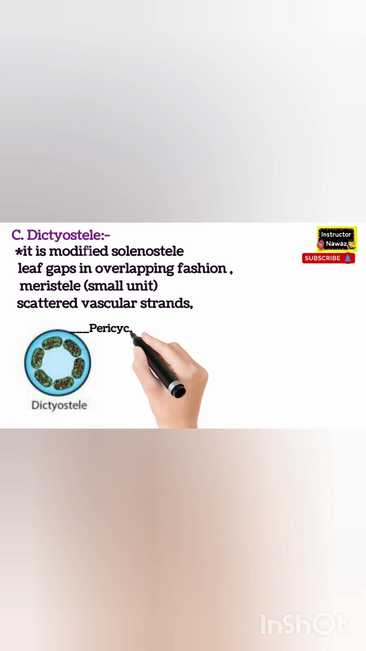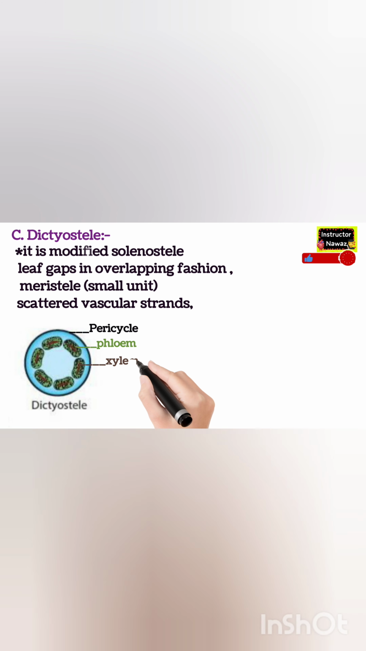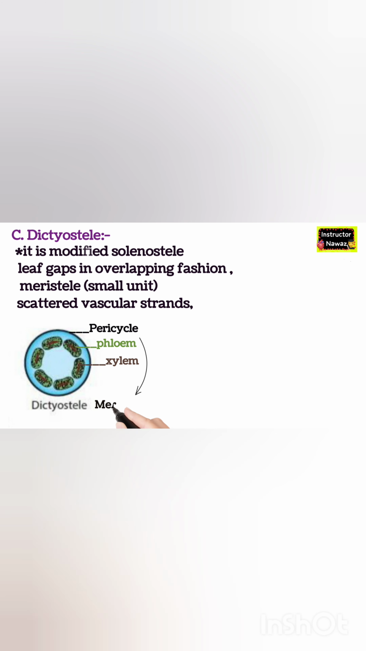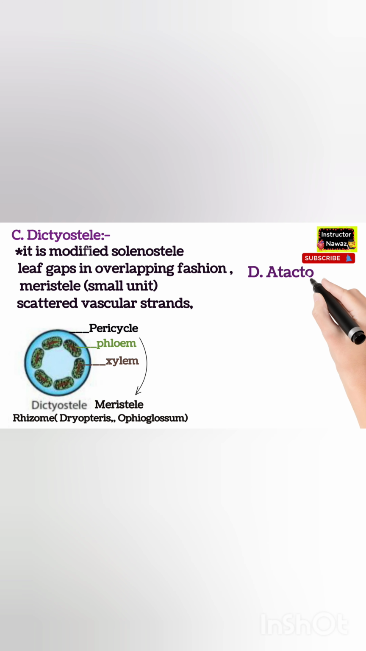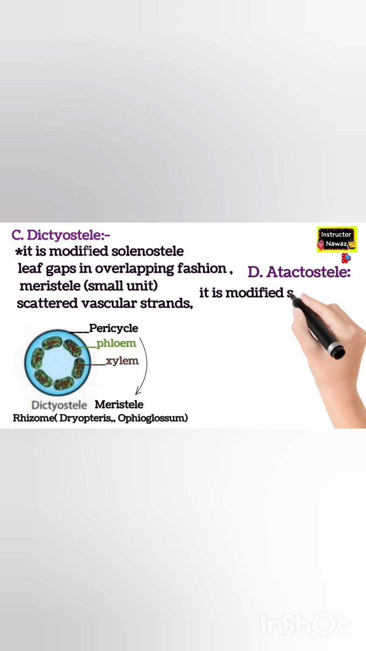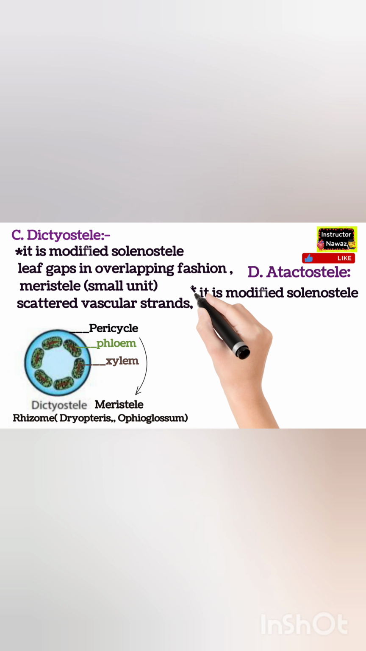Again this is called the pericycle, this one is phloem, and this is xylem. It collectively forms a patch called meristele. It is present in the rhizome of Dryopteris and Ophioglossum. What is atactostele? Never get confused between atactostele and dictyostele. Let me tell you the difference.